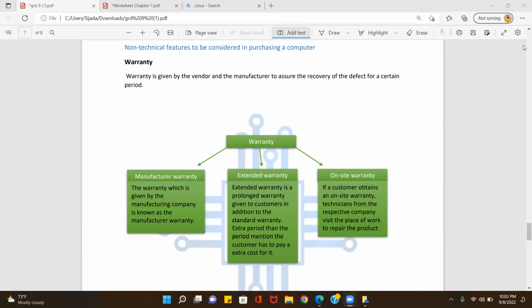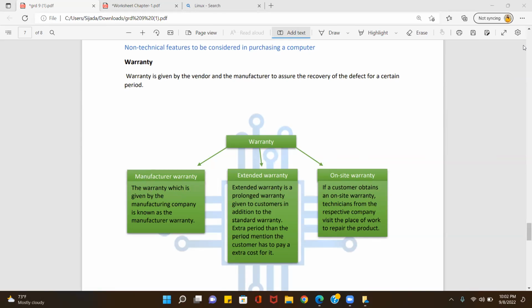Warranty is a guarantee. It is a particular word the vendor gives you, that if any defects happen to the computer within a time period, they will resolve that defect. So when you take warranty, there are 3 types: manufacturer warranty, extended warranty, and on-site warranty.